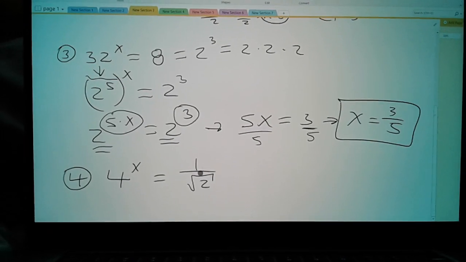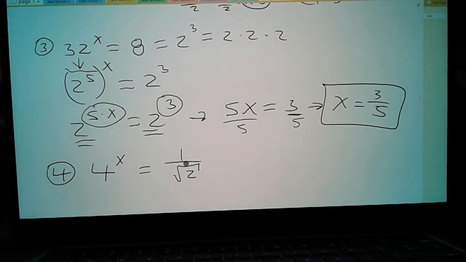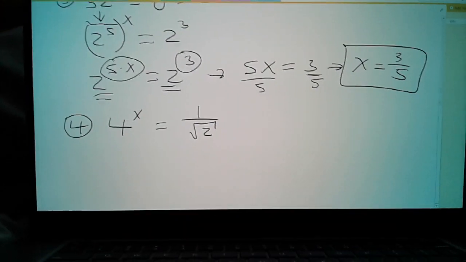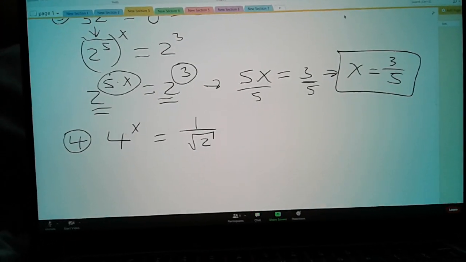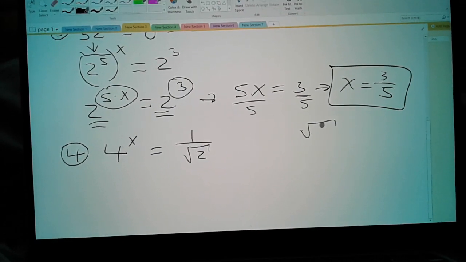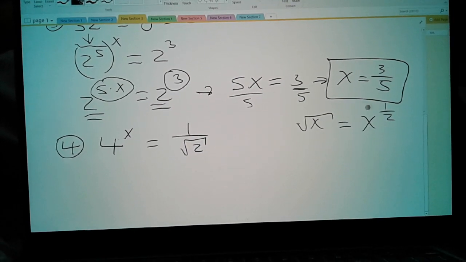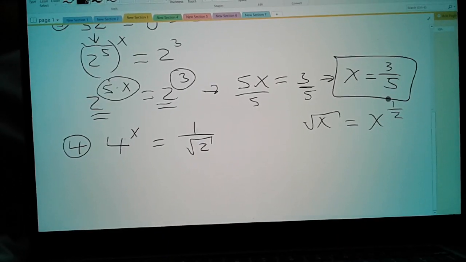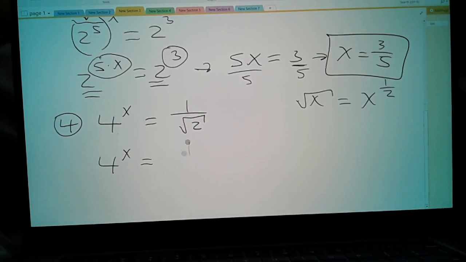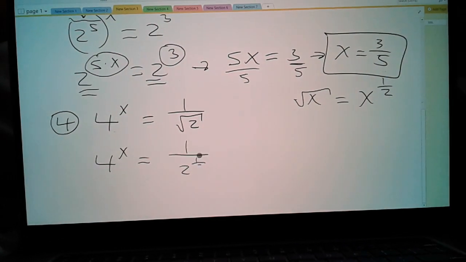What if I tell you 4 to the x equals 1 over root 2? So for this one, in algebra, you learned that the square root of x equals x to the 1/2 power. It's a radical to a rational exponent. So this is the same as 4 to the x is equal to 1 over the square root of 2, which would be 2 to the power of 1/2.